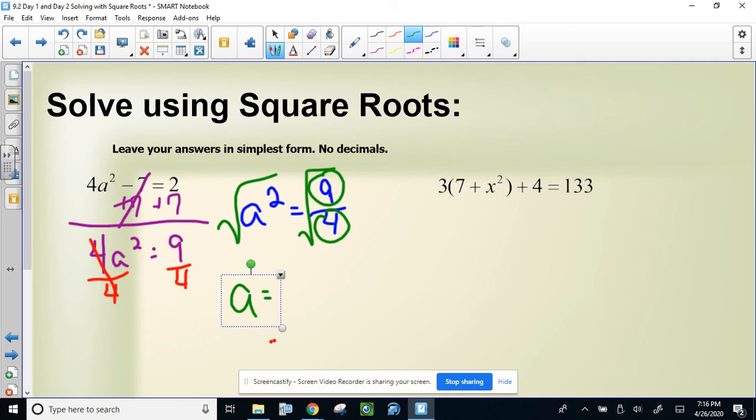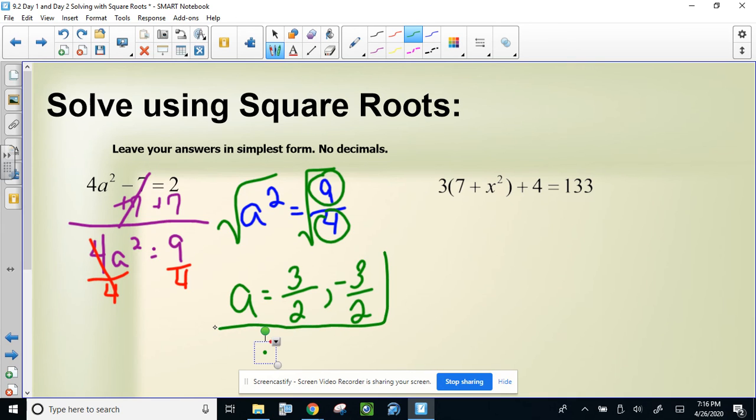So the square root of 9 is 3, and the square root of 4 is 2. And so we're just going to say it's 3 over 2. But remember, there's two answers, so you would have a negative 3 over 2 as well. And there you go. All right, last one.